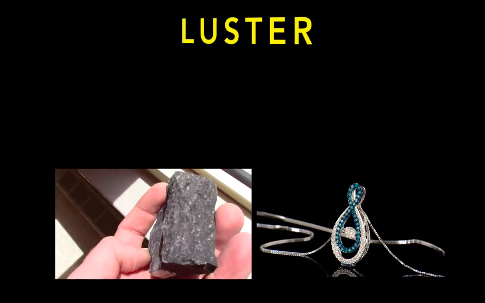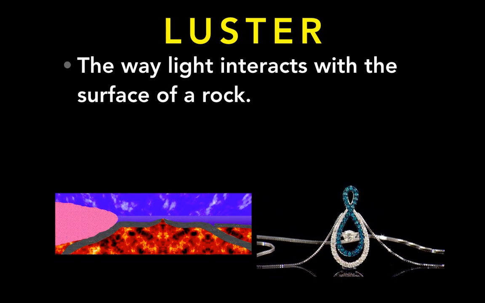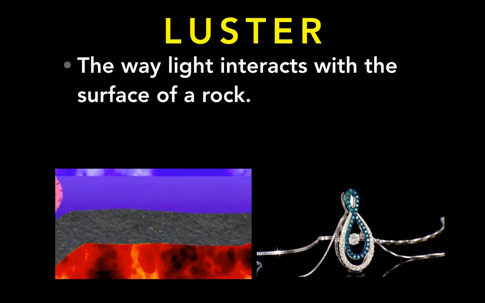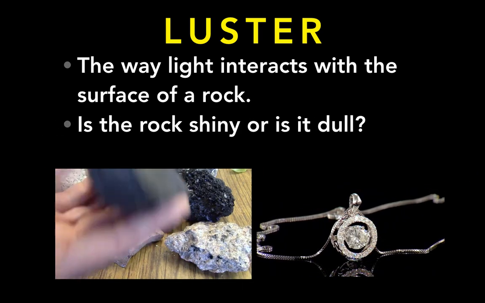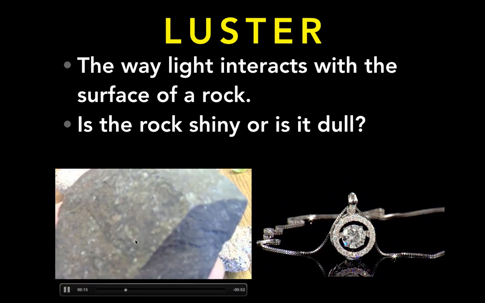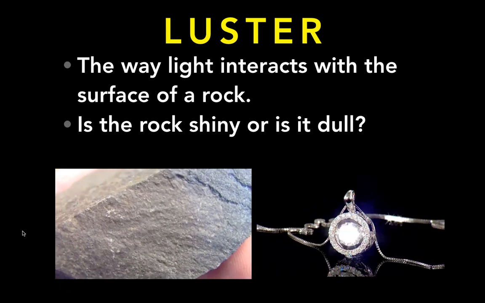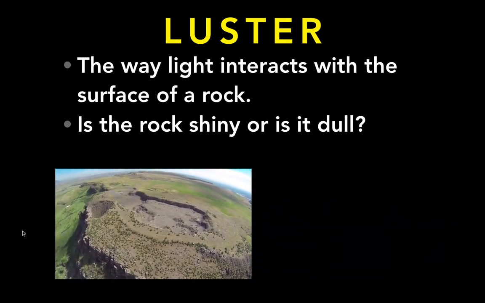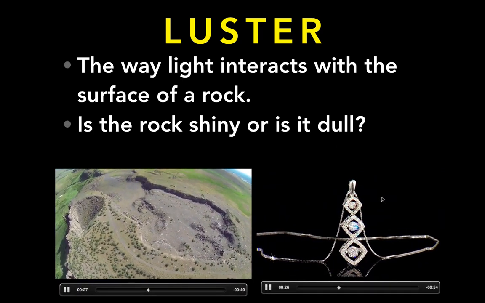And the last characteristic of rocks we will study is what's called luster. And luster is the way light interacts with the surface of the rock. So when you shine a light on it, what does the rock look like? Pretty simply put, is the rock shiny or is it dull? On the left side, you can see these rocks. When we shine a light on them, they don't really show much. They're kind of boring rocks. They don't reflect light well. That's not luster. What luster is, is here on the right.